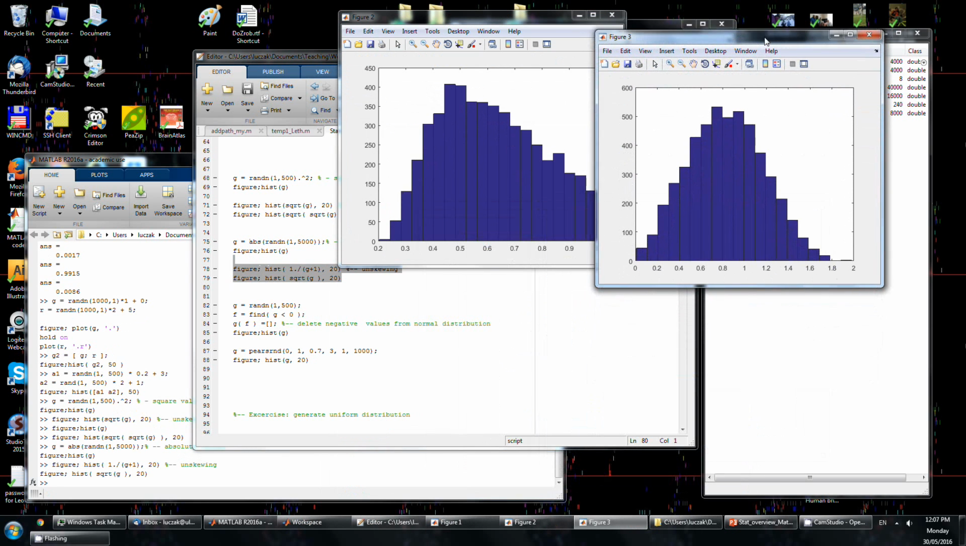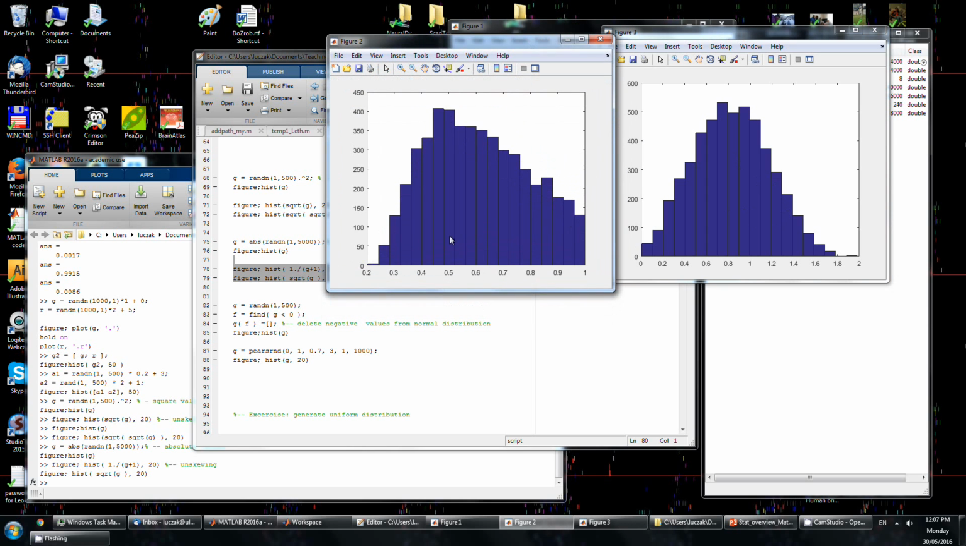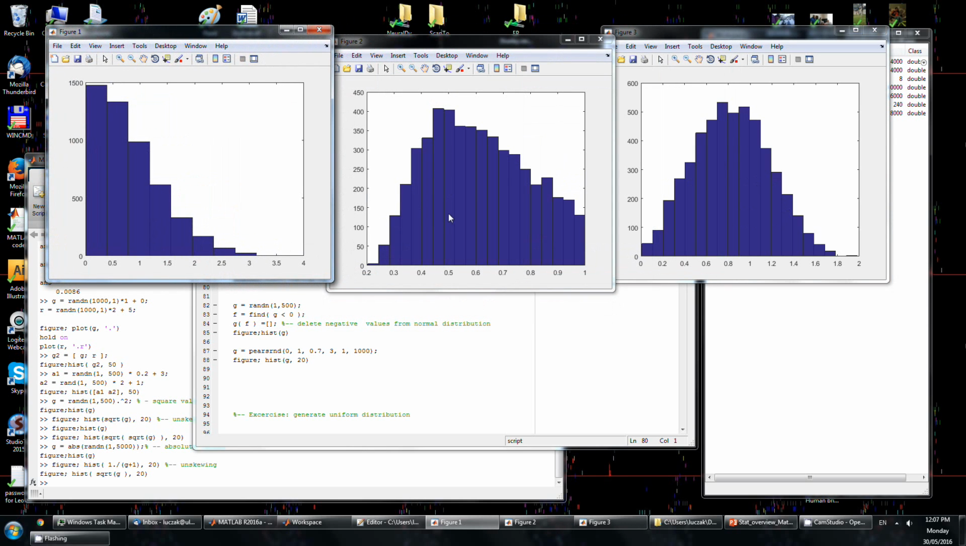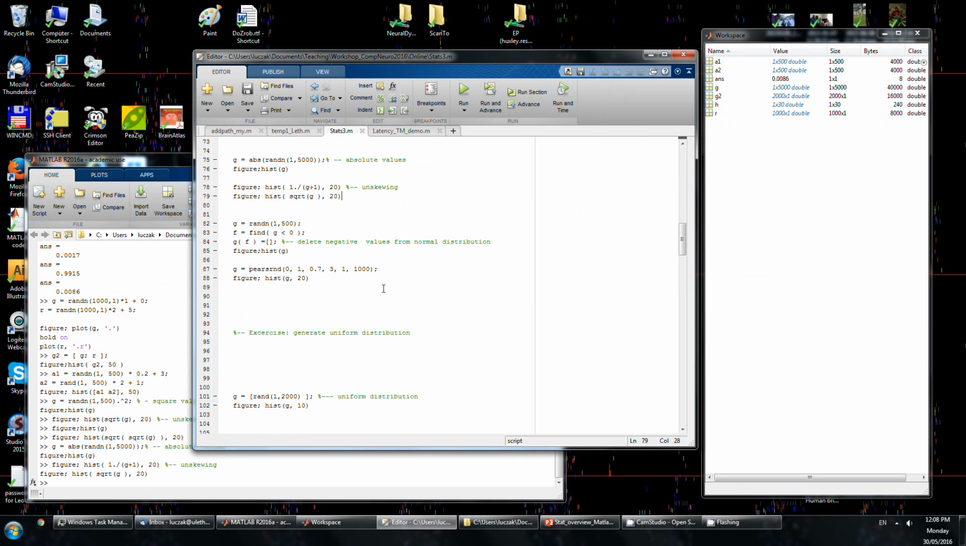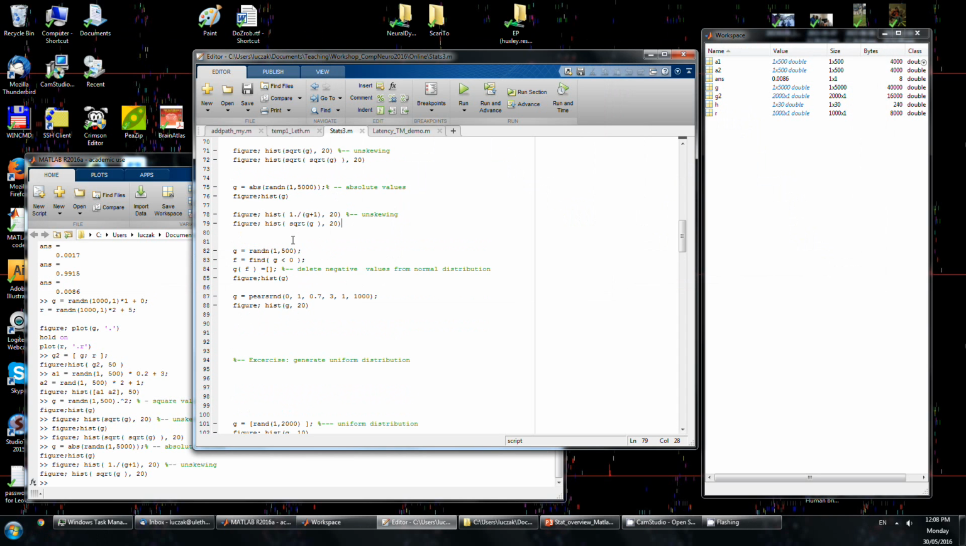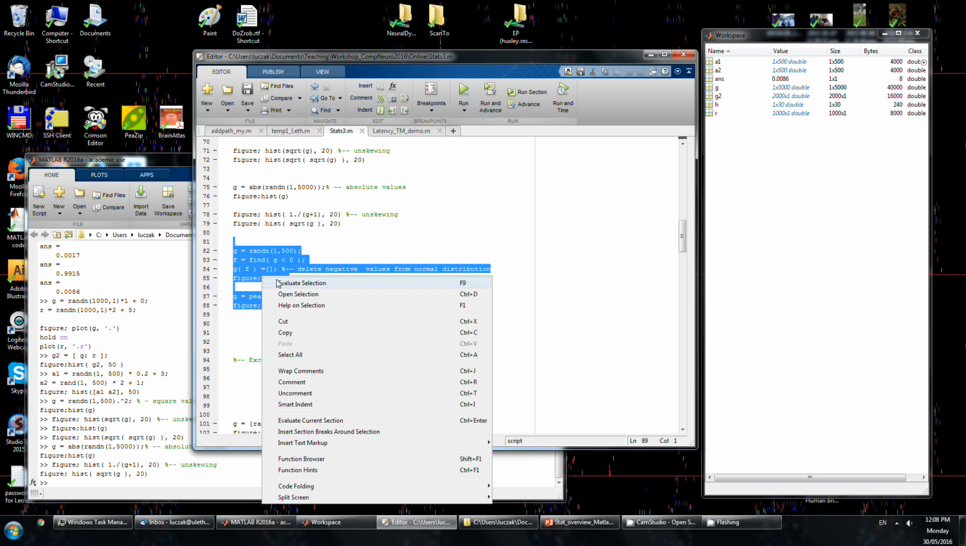So this is unskewing with the square root. This is by taking the inverse, 1 over g, and this is the original distribution. So again, if our original distribution is quite skewed and we don't want to apply non-parametric statistics, we can always try to convert it to a more symmetric distribution. And in this case, the square root was working better. There could be many other ways to unskew data, and you can even design your own functions to do unskewing, but again, it has to be consistent across all data sets.